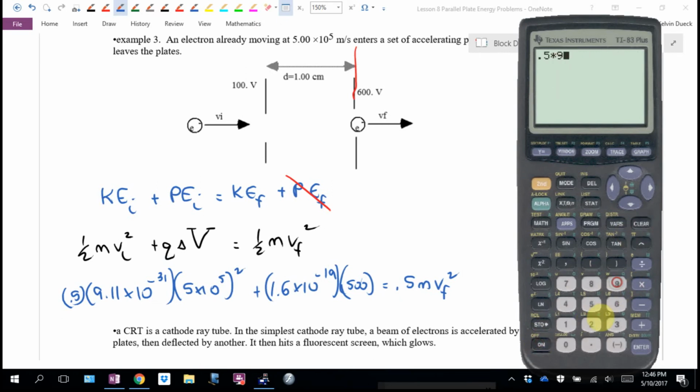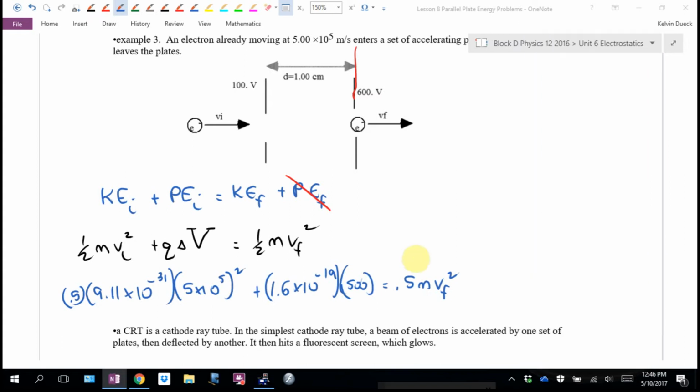0.5 times 9.11 times 10 to the negative 31 times (5 times 10 to the 5th) squared, plus 1.6 times 10 to the negative 19 times 500. Typo, times 500. Did I make another typo? A half m v squared plus q v. Do you get 8.01139 times 10 to the 17th?